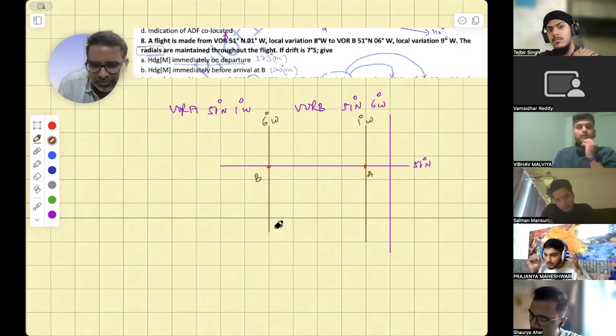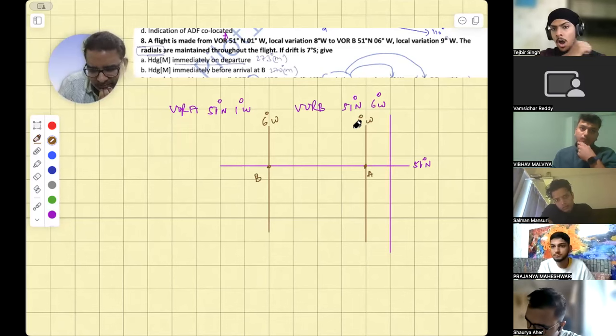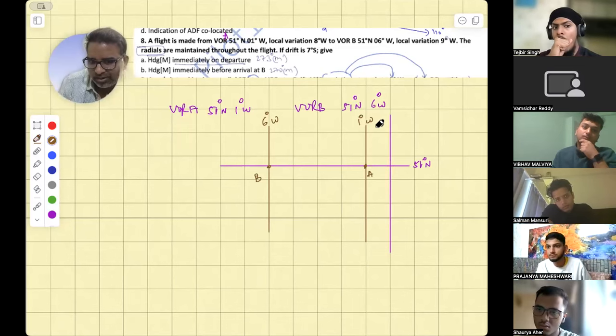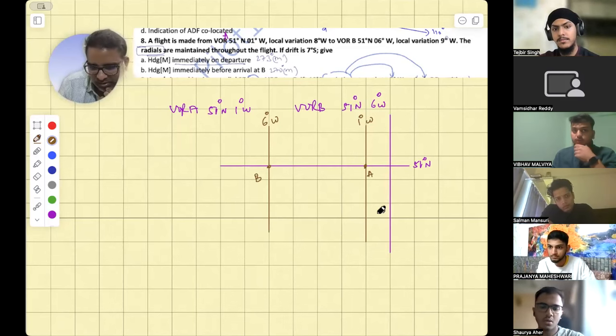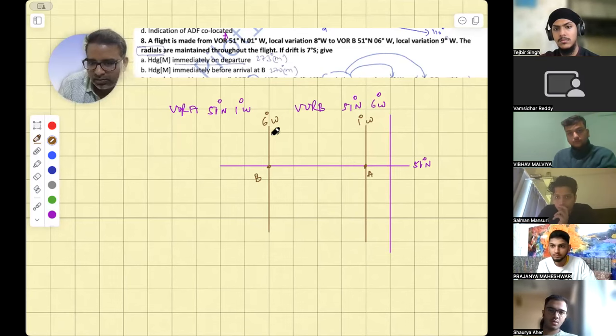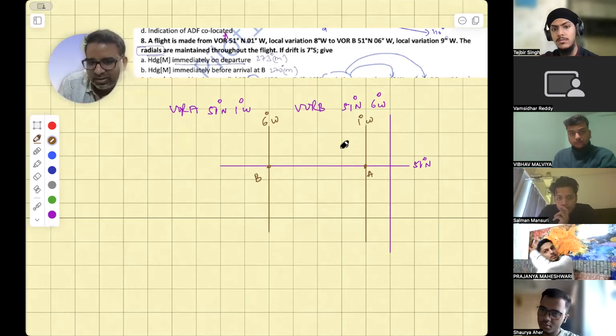Now, which map have I drawn? Is it the real earth or Mercator? Mercator. Why? The equator is a straight line, and the parallel of latitude is a straight line, and they are not converging. That's right. Simple. How are GC tracks on this?